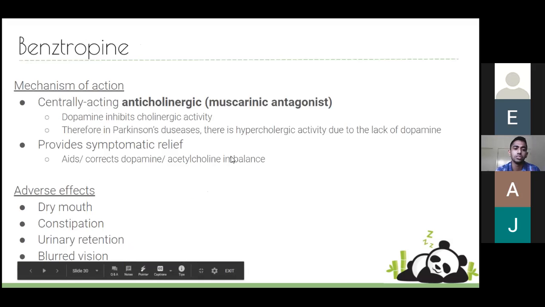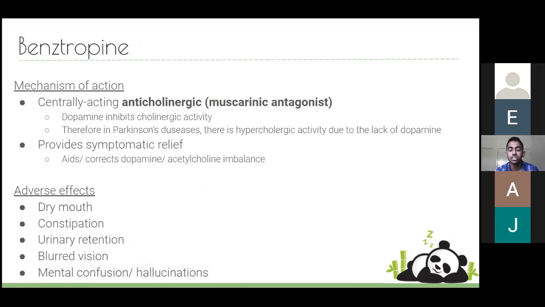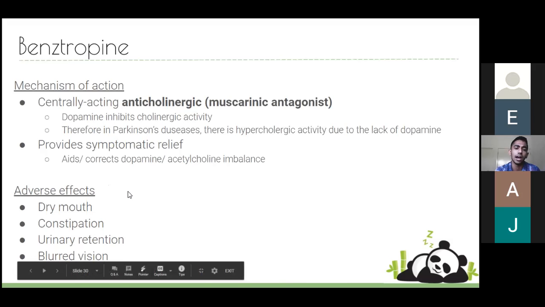Yep. Benztropine. So this is an anticholinergic. Why are we using an anticholinergic in Parkinson's disease? Good question. So dopamine inhibits cholinergic activity in general. So if we have less dopamine, we're going to have lots of cholinergic activity, and that's also going to contribute to some of our symptoms in Parkinson's disease. In order to counteract that, we use a centrally acting anticholinergic, which is benztropine, and this is going to provide some symptomatic relief. And we get our normal adverse effects such as our muscarinic SLUDGE, so our dry mouth, our constipation, urinary retention, and blurred vision in general.